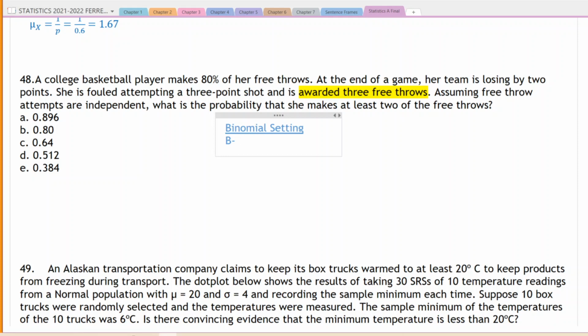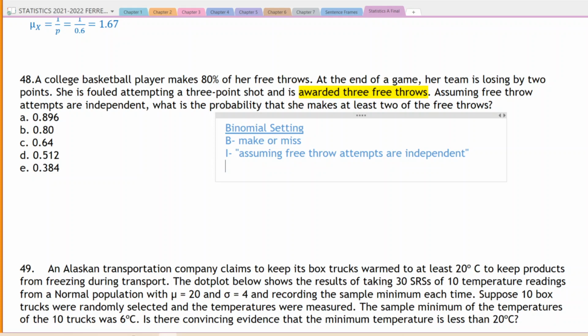Is this a binary setting? And we have either she makes a shot or she misses the shot. So yes, this is binary. Next we have independence, and we are told assuming the free throws are independent. So that qualifies my I. The next one is N. Same number of, or set number of trials. And of course for this one, we're saying she's going to shoot 3 free throws. Last one is the same probability of success.